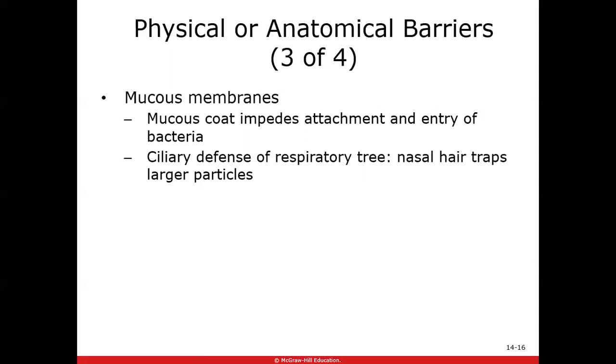So mucous membranes, the mucus coat impedes attachment and entry of bacteria. They get stuck in the mucus and they don't make their way all the way in. Then you have ciliary defense of the respiratory tree. First off, you have nasal hair that traps larger particles in your nose. As you get further down into the trachea, you have cilia. Cilia move in an undulating fashion. They keep pushing things up. And you have what you call the mucociliary escalator. It keeps pushing mucus up, not getting into your lungs, and then you cough it up, spit it out, or swallow it. That's the mucociliary escalator.